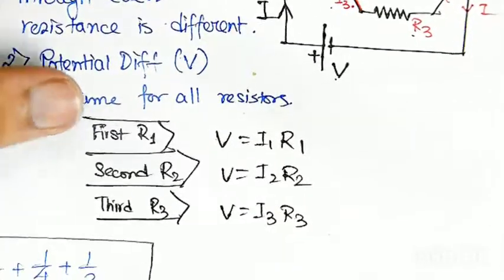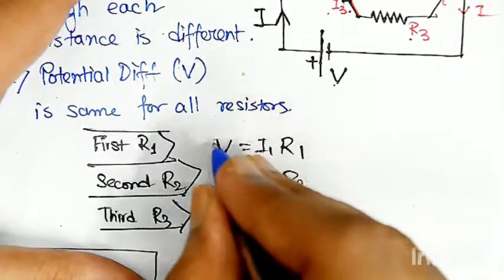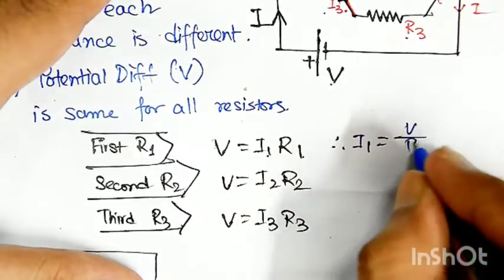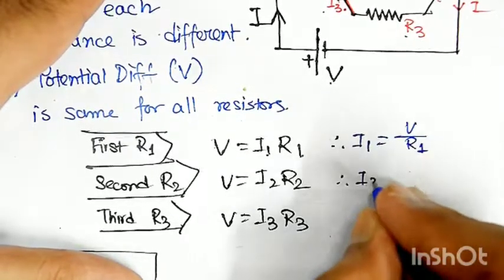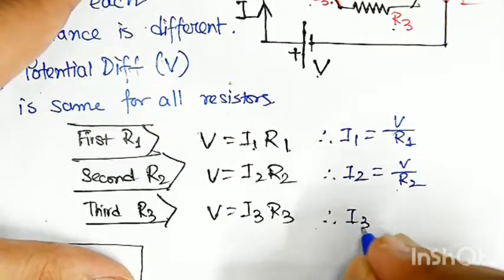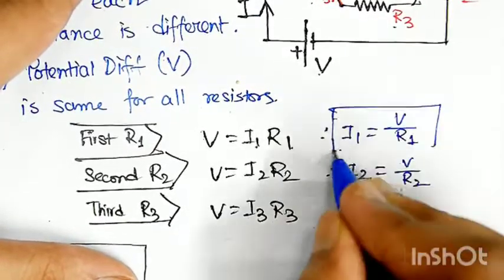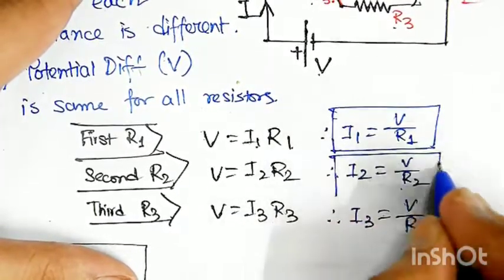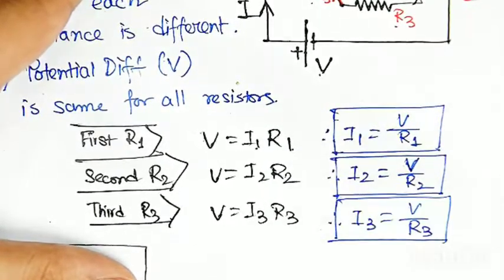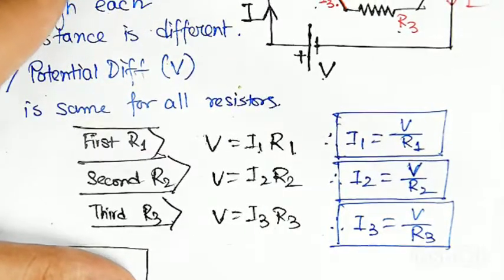From here what can I do? I can calculate the current flow through each. You can see if V equals I1 into R1, then I1 equals V by R1. Then I2 equals V by R2 and I3 is V by R3. So we can see how much current is flowing through each and every portion can be easily calculated. Okay, so I1, I2 and I3, all three values are calculated.